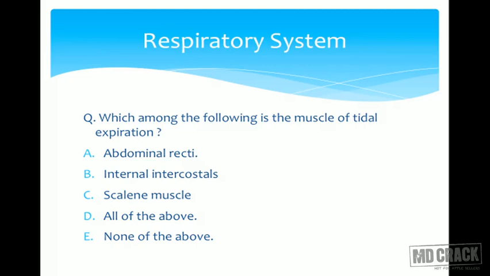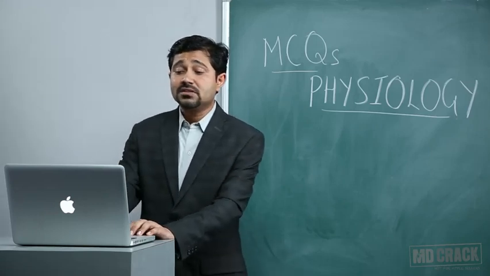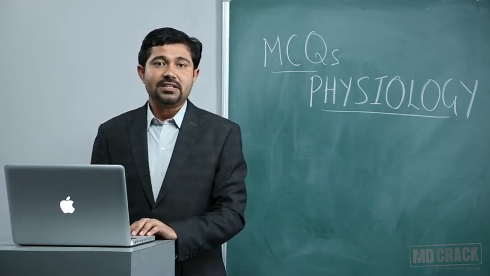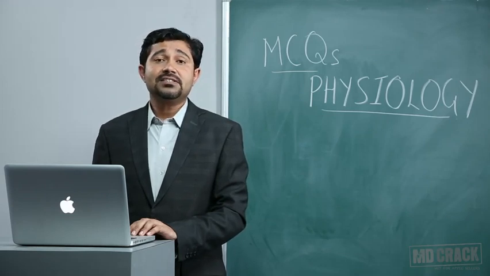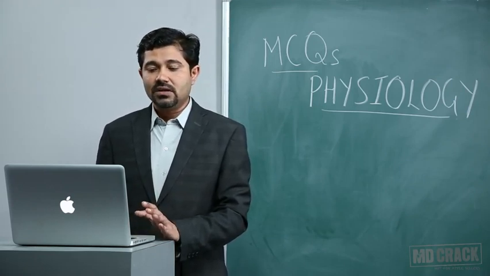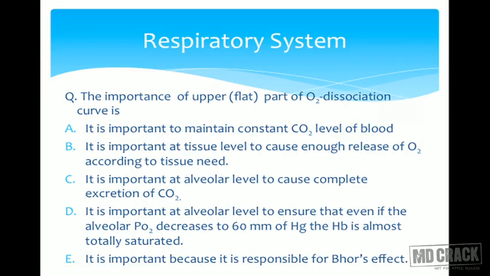Which among the following is the muscle of tidal expiration? Abdominal recti muscle, internal intercostal, scalene muscle, all of the above or none of the above? This question has been deliberately put so that you recall your knowledge of tidal inspiration as well as tidal expiration. So what is the cause of tidal expiration? Can you recall? Yes, it is because of the elastic recoil. Generally no muscle is used in that; it is just the elastic recoil. So what should be your correct answer? None of the above. Going to the next question.